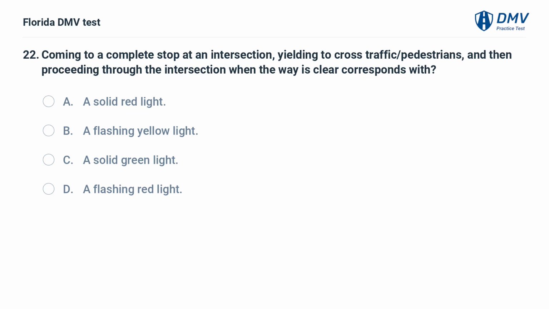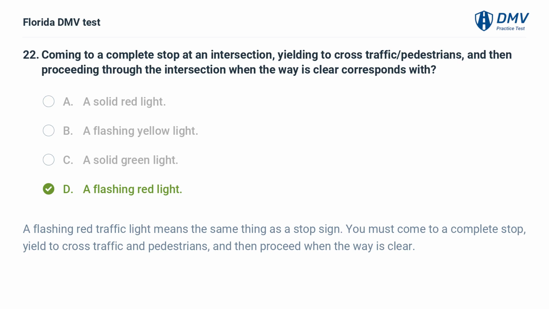Coming to a complete stop at an intersection, yielding to cross traffic and pedestrians, and then proceeding through the intersection when the way is clear corresponds with A. a solid red light. B. a flashing yellow light. C. a solid green light. D. a flashing red light.